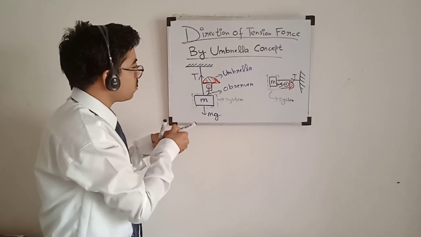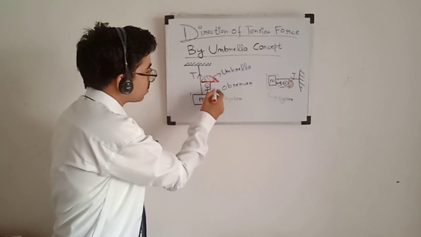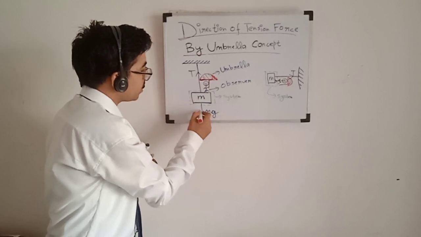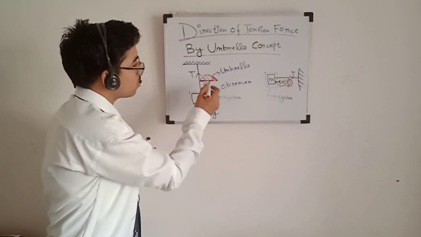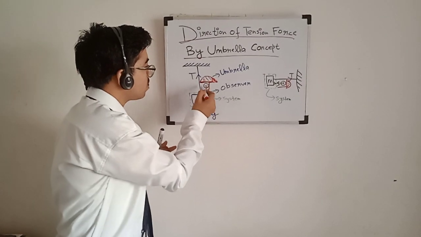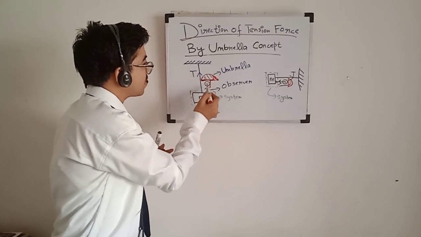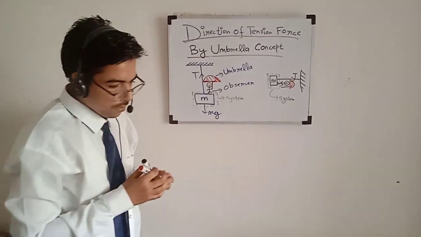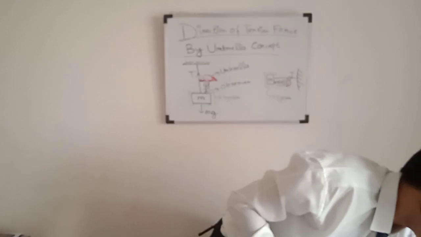This is the observer who is standing on this system. This I make a system. There's a weight mg acting on it. So the direction in which this observer who is standing along the string will indicate the direction of tension. For example, this is an umbrella.